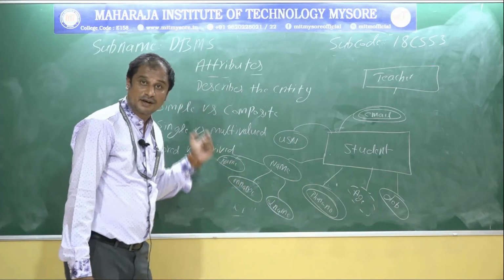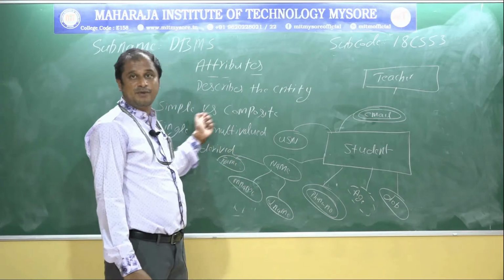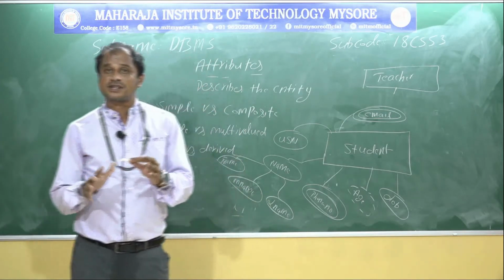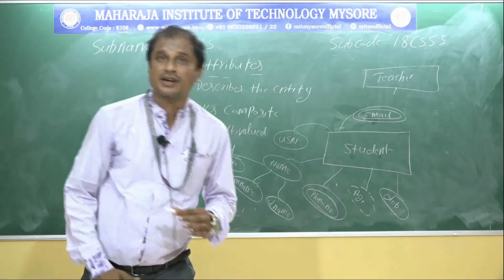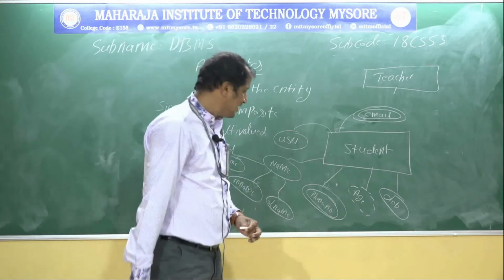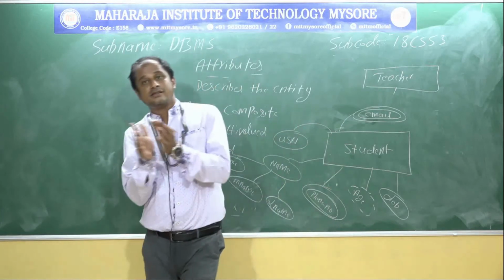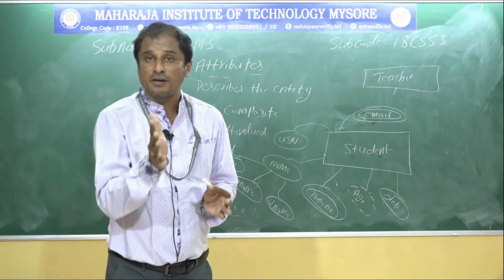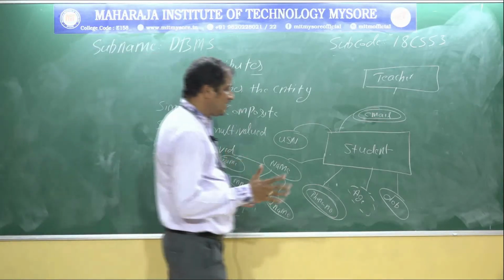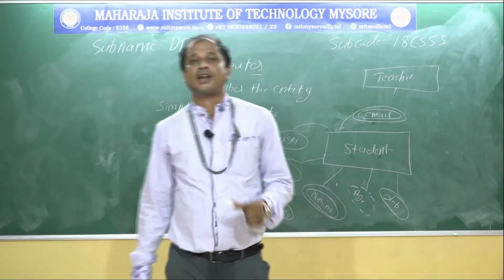So I told single-valued versus multi-valued, simple versus composite, and stored versus derived attributes. Stored means an attribute which cannot be derived from another attribute. Derived means an attribute which is derived from another attribute; for example, age is derived from date of birth. Age is represented with dashed lines, derived from the attribute called date of birth. That is the stored versus derived attribute.